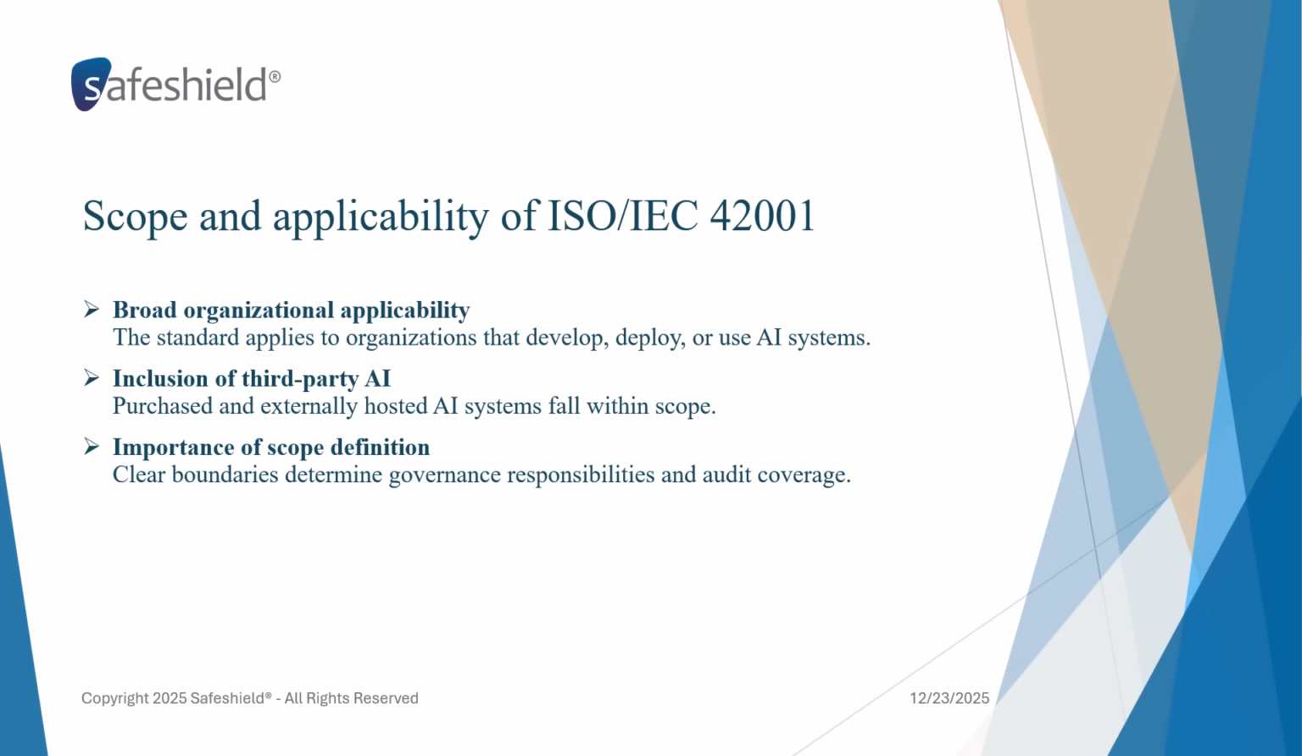ISO 42001 is designed to integrate with existing management systems. Organizations with established ISO 27001, ISO 9001, or ISO 22301 systems can leverage existing governance structures, documentation practices, and audit processes. This compatibility reduces duplication and supports a unified governance approach. The standard's applicability across the AI lifecycle ensures that governance is not limited to development activities, but extends to deployment, operation, monitoring, and retirement of AI systems, supporting sustained accountability over time.